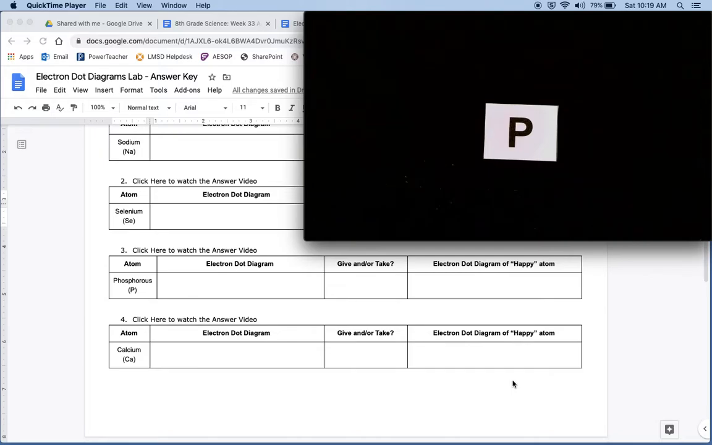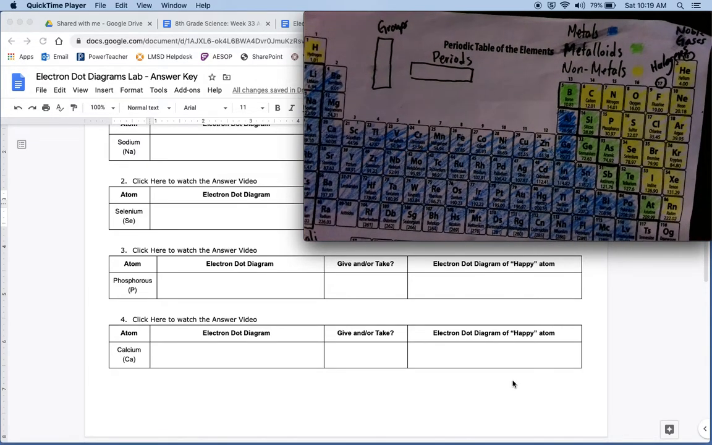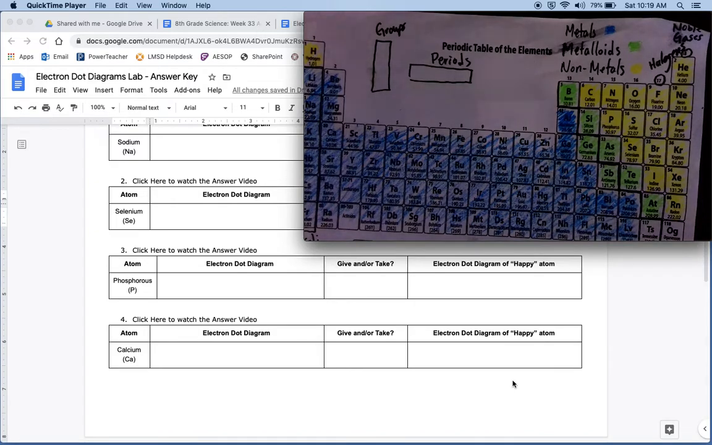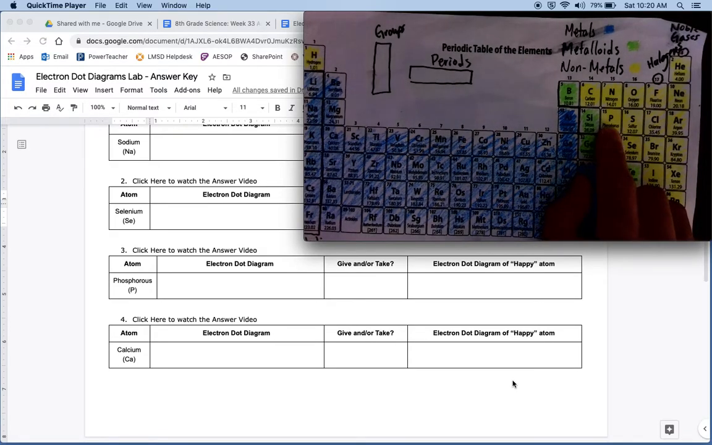All right, our third one is phosphorus, right? So we're going to start with the electron dot diagram. Remember, we have to start always with our periodic table, right? One of the good things about this week is our drawing gets a little bit easier because all we're doing is just drawing the electrons in the outermost ring, right? So phosphorus is right here, okay?